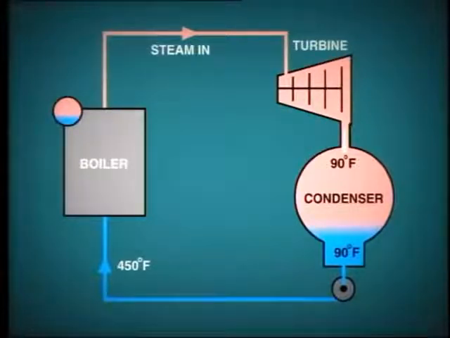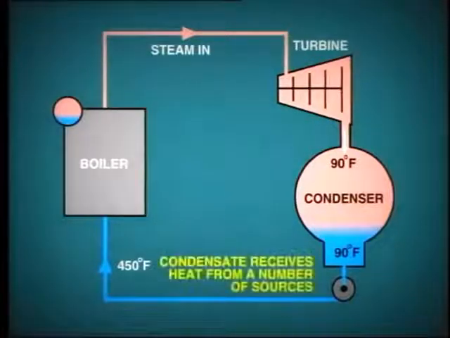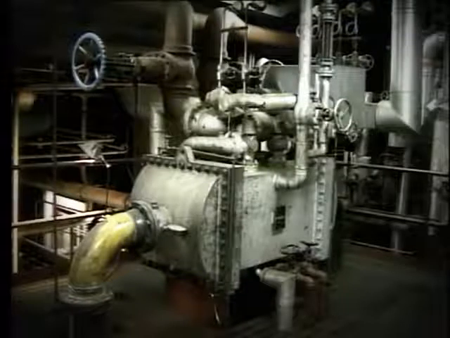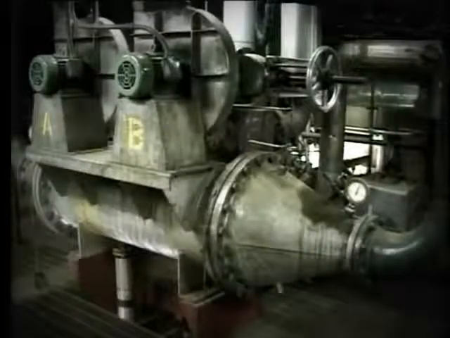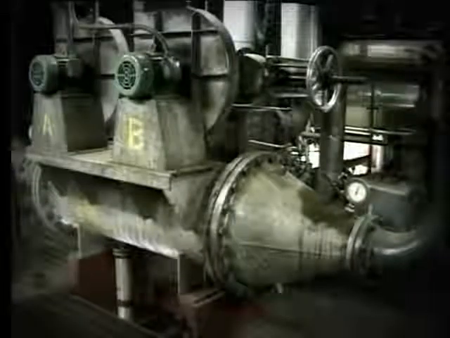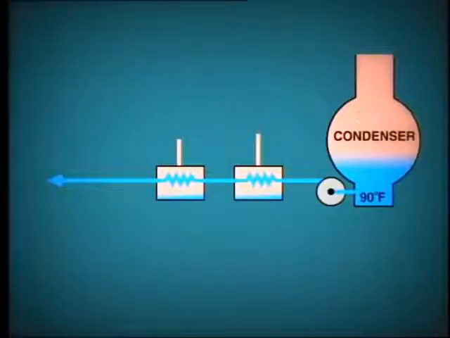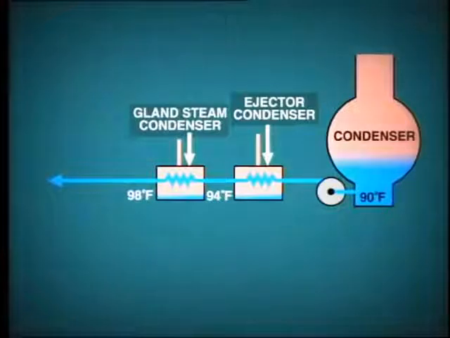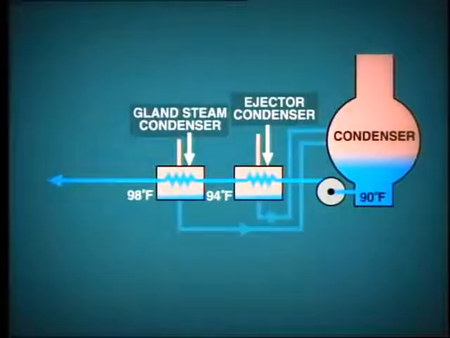During its passage from the condenser hot well to the boiler feed water inlet, the condensate receives heat from a number of sources. Initially, a small amount of heat is picked up as the condensate passes through the steam air ejector condenser and from here through the gland steam condenser. In both cases, this heat recovery improves efficiency as it condenses ejector exhaust steam and leak-off gland steam. The condensed steam is then routed back to the condenser hot well.